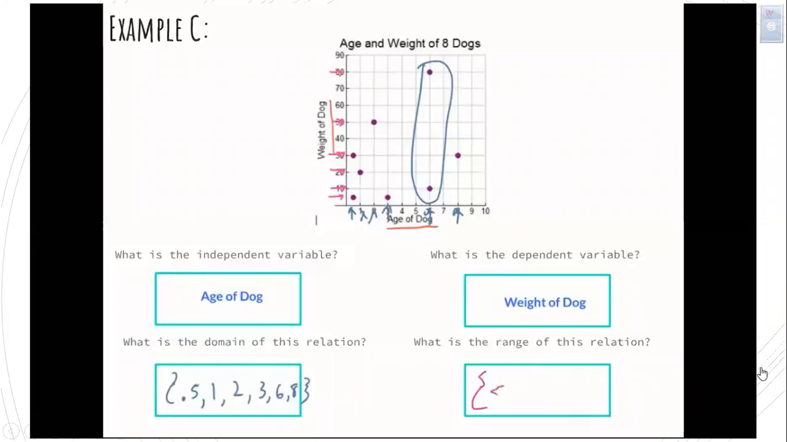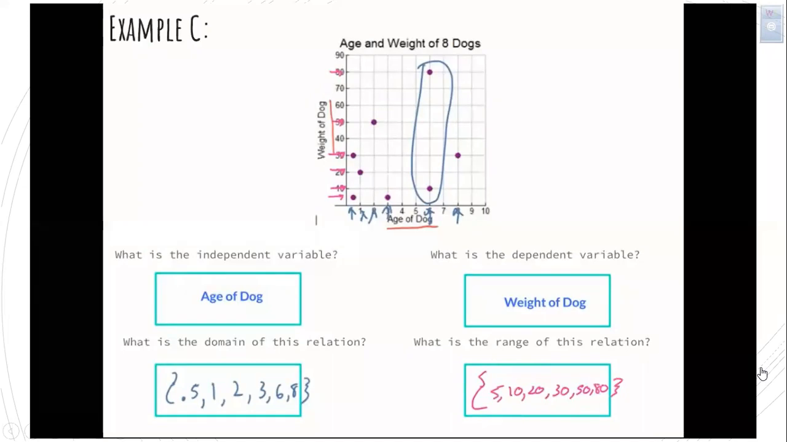So again, I've got a point at 5. I've got a point at 10. I've got a point at 20. I've got a couple points at 30. But again, we're only going to write it down one time. We've got a point at 50 and a point at 80. And again, we're going to close our braces. Again, the braces don't have to be super pretty. Just make them look like braces for the best that you can do.